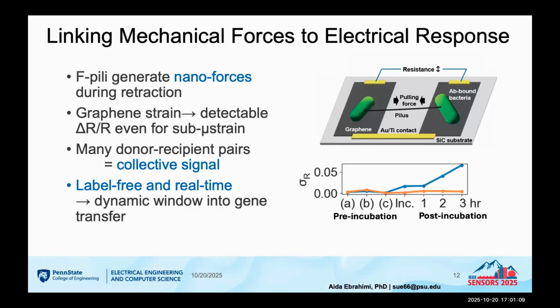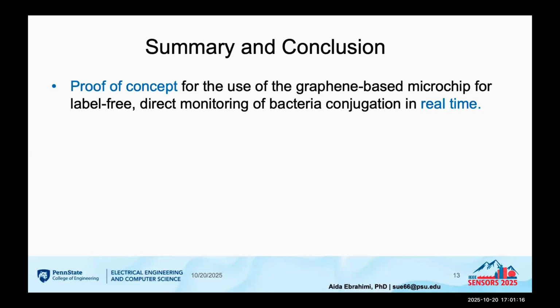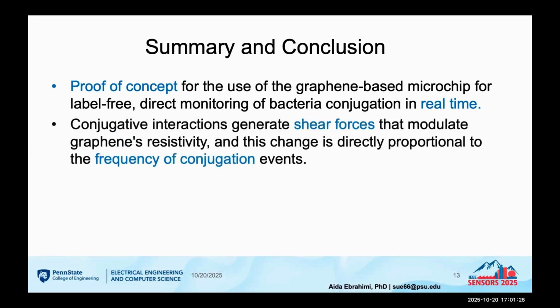Basically, using this technique, we showed proof of concept of how we can use these graphene-based chips to do label-free, direct monitoring of bacterial conjugation in real time. The mechanism is that this conjugative interaction creates a shear force on the underlying graphene, and because graphene is a very good piezoresistive material, it translates into the resistance variation that we could observe.